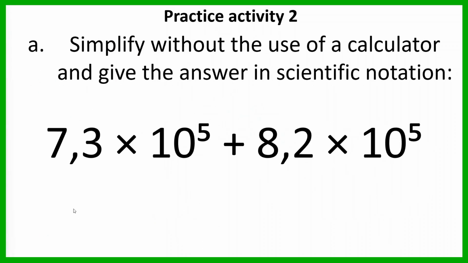Here's the first one that you're going to do. You've got 7.3 times 10 to the power of 5 plus 8.2 times 10 to the power of 5. So I'm going to give you 1 minute to do this one.